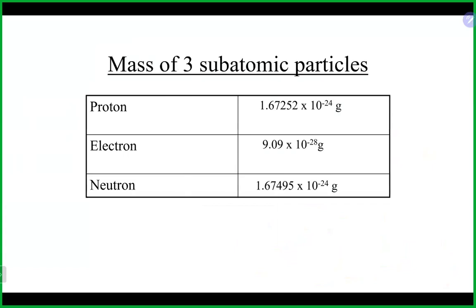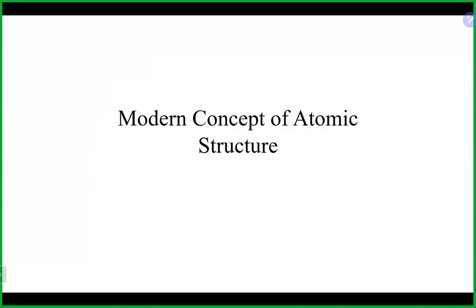And again, here's the comparison. As you can see, protons and neutrons fairly close, but you get out to about the third digit there. The neutron just barely edges it out. Electron way far behind in terms of mass, the lightest of all those particles.